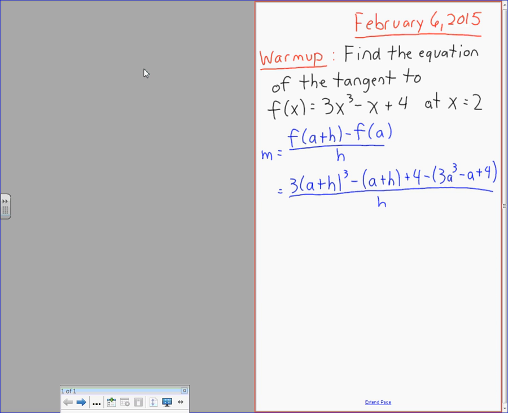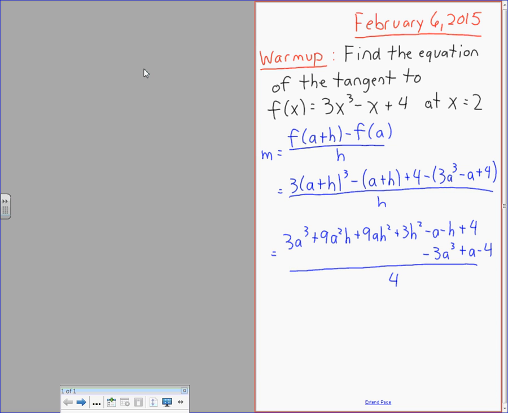Go ahead, Turner. 3a cubed plus 9a squared h plus 9ah squared plus 3h cubed minus a minus h plus 4, minus 3a cubed plus a minus 4. Okay, I don't feel bad about not quite having enough room there because, oops, over h.